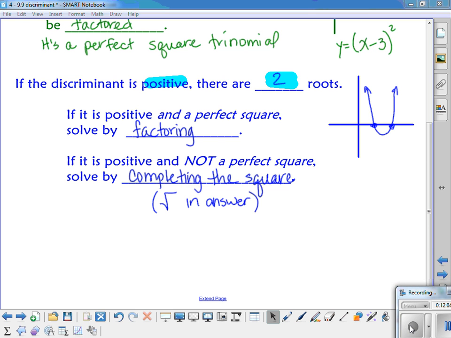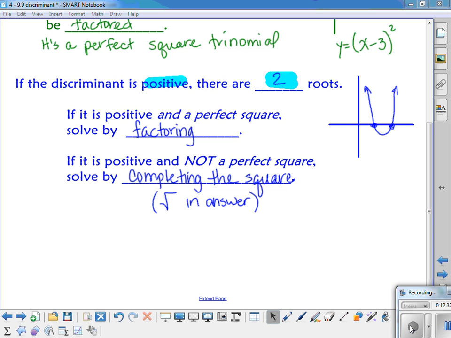Without looking, let me blank this out. All right, without looking, if the discriminant is positive, how many roots? How many, everybody? 2. If the discriminant is 0, how many roots? 1. And if it's negative, how many roots? 0 roots. Because we can't take the square root of a negative, can we?